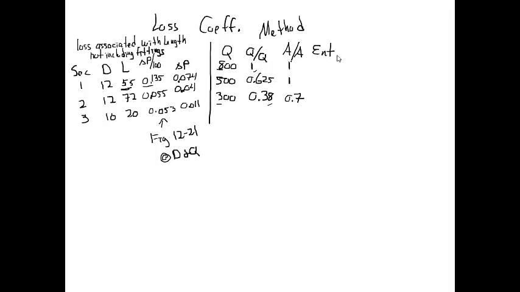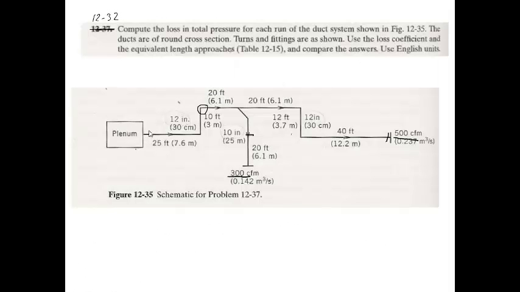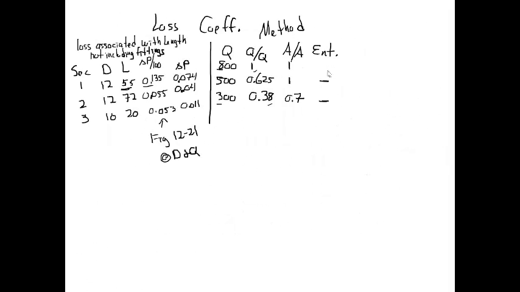Let's look first at entrances. Again, no entrances for section 2 or section 3, because if you go back to the problem, you should see that section 1 has an entrance. So with that said, for section 1, let's look at the entrance coefficient. As I'm looking through this, I'm trying to find the table associated with entrances. That would be table 1210.